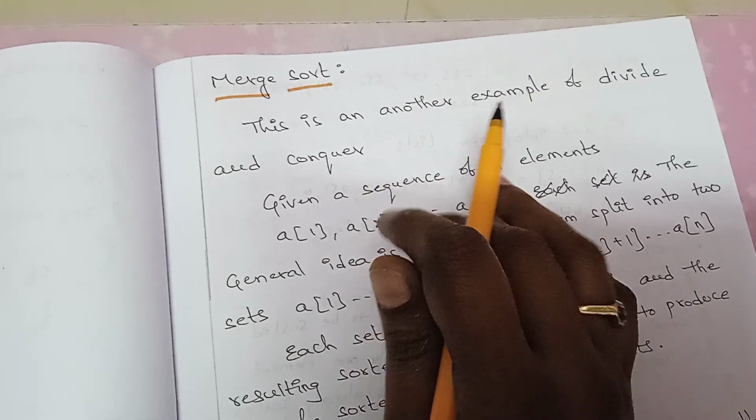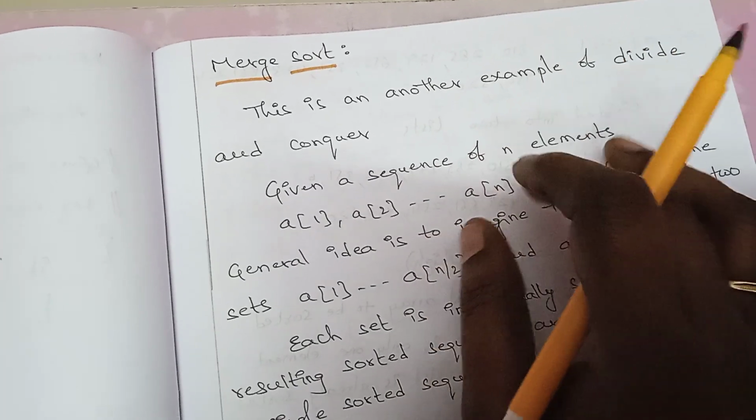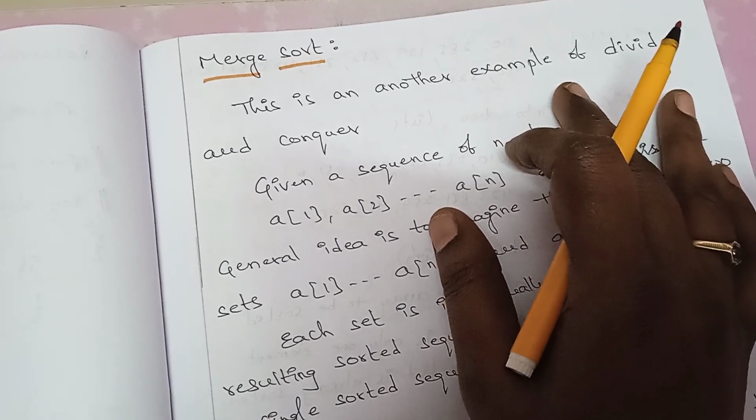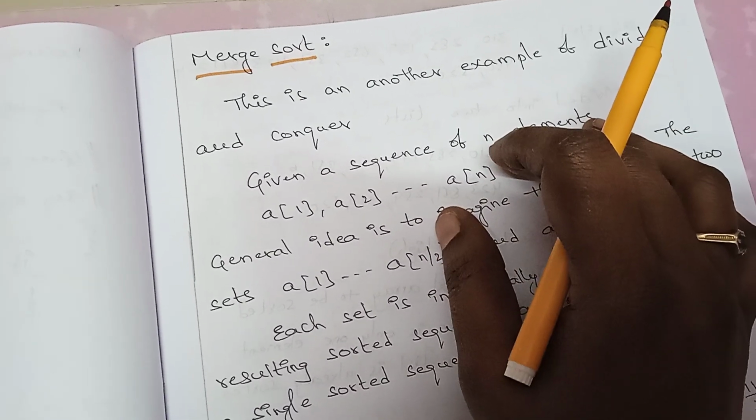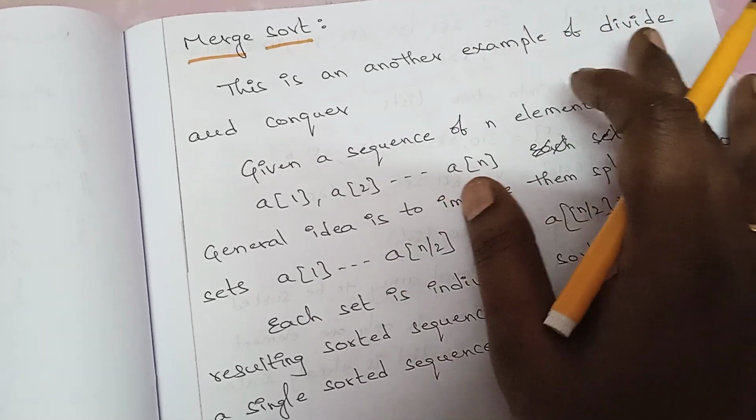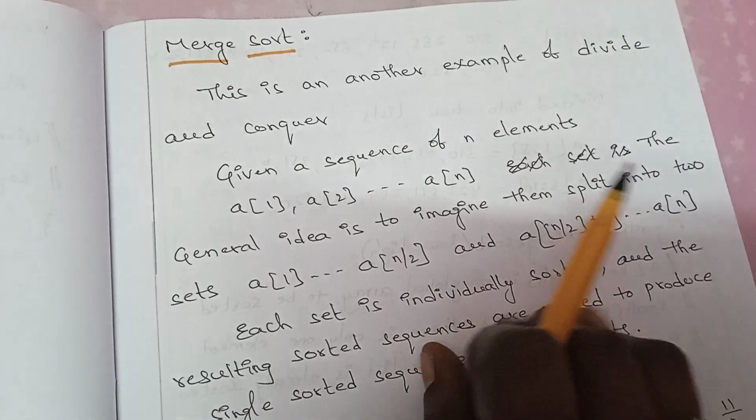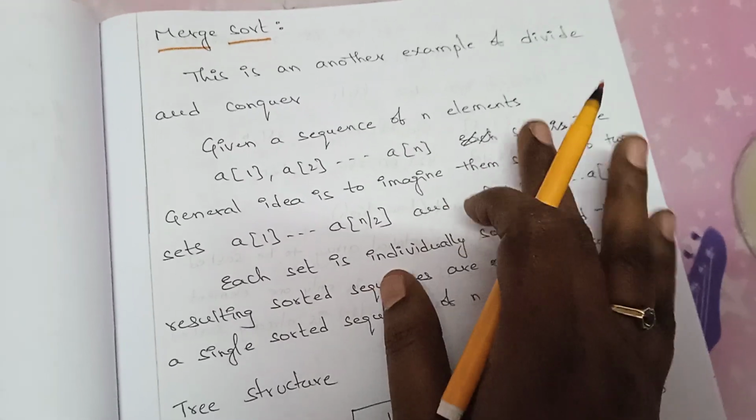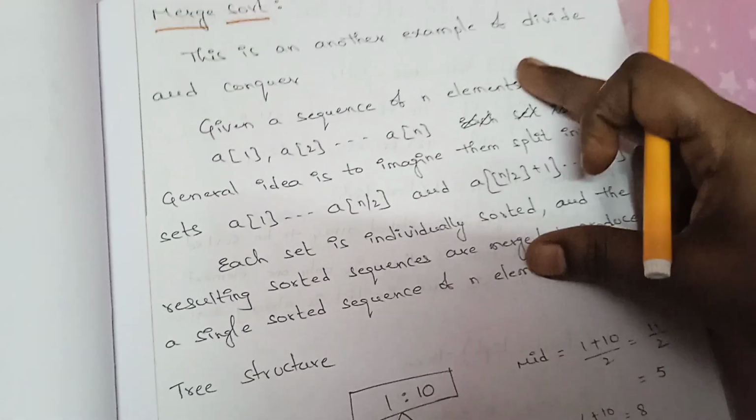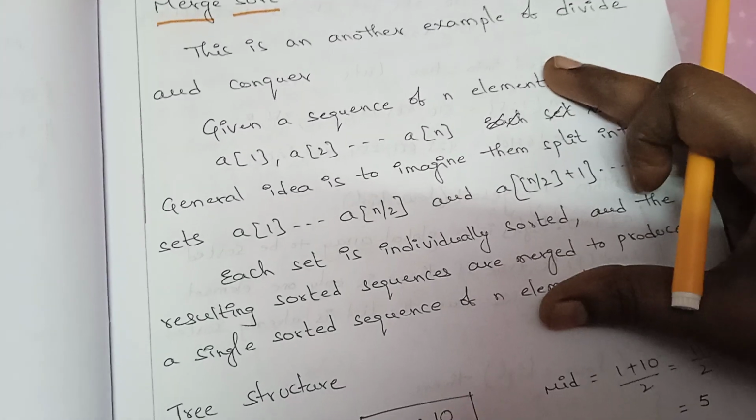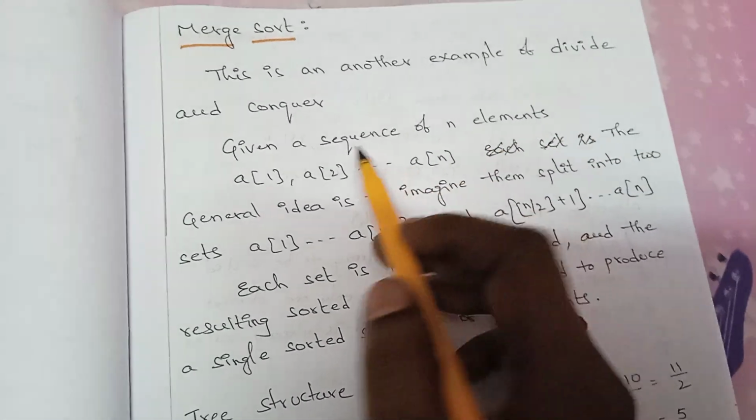There are two videos already made available on our channel. This merge sort is also based upon the divide and conquer strategy, where the whole task gets divided into subtasks. This is the merge sort process, and if the question is to define merge sort, you can write this paragraph. Now, let's see what it is.